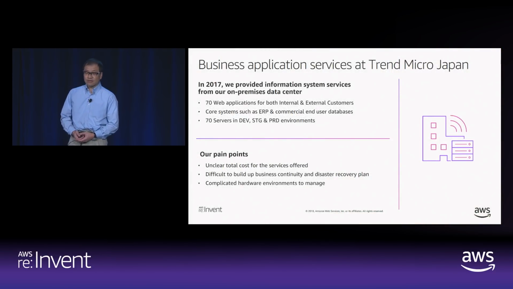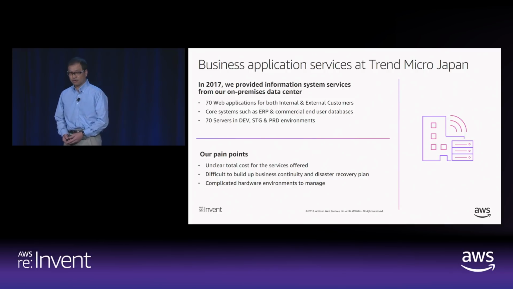Okay, in 2017, last year, our team provided information services from our on-premises data center, and we managed 70 web applications for both internal and external customers. Then we also managed two more very important core systems, like ERP and commercial and customer databases. In total, we managed 70 servers in development, staging, and production environments.